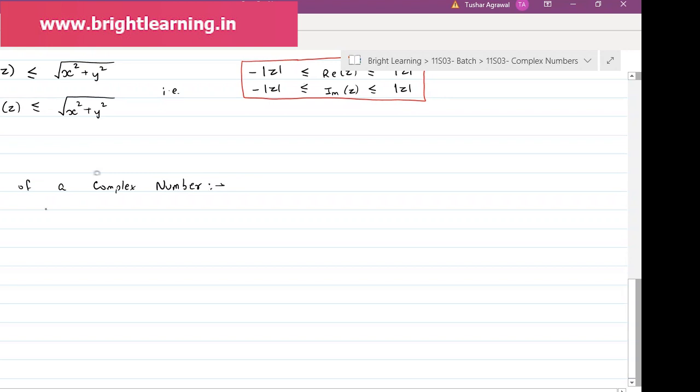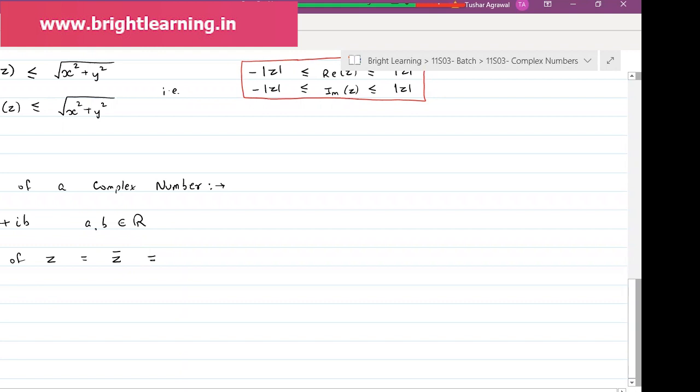So conjugate of a complex number: let's say z is written in the standard form, a plus i times b. So a and b are both real numbers. So what will be the conjugate of z? The conjugate of z is symbolically written as z bar.